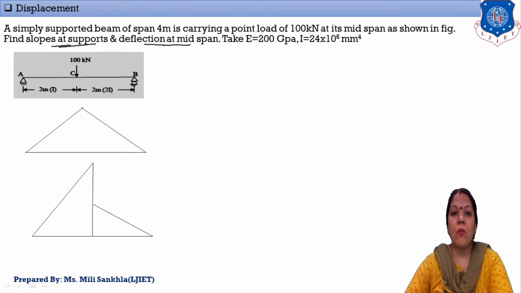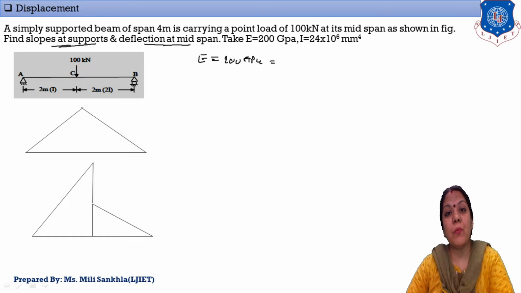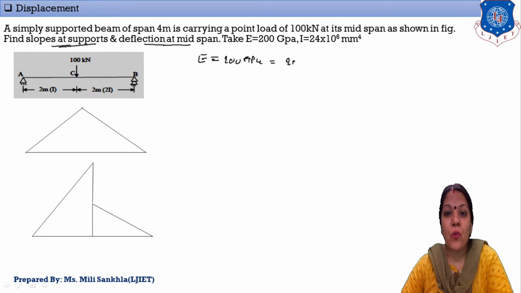Now, Young's modulus E is given as 200 gigapascal. That means here we need to convert this gigapascal into Newton per mm square. 1 gigapascal is equal to 10 raised to 3, so 200 into 10 raised to 3 Newton per mm square, and the moment of inertia I is given as 24 into 10 raised to 6 mm raised to 4.